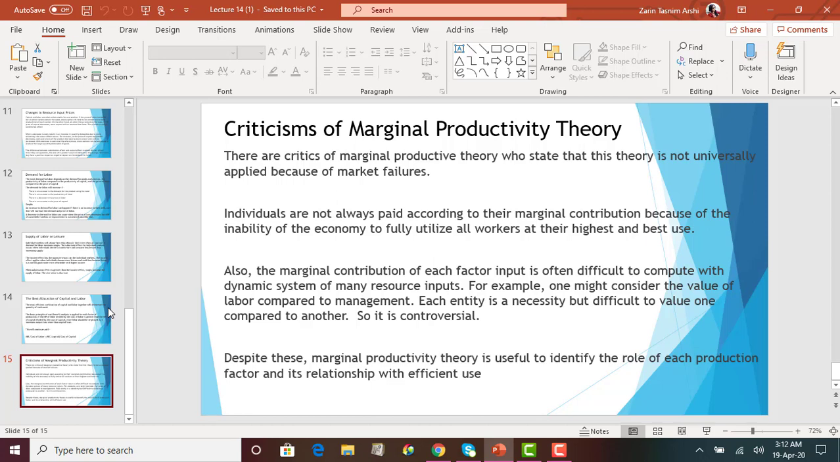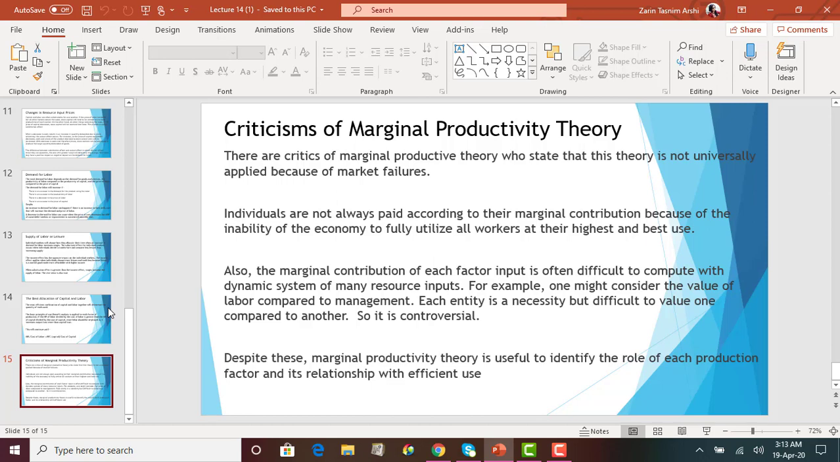Individuals are not always paid according to their contribution because of the inability of the economy to fully utilize all the workers at their highest and best use. So what the critics are saying is that workers don't get paid based on their contribution amount, because their skills are not used to their highest level. This theory assumes that whoever will contribute more will get more. That is not true, that's what the critics are saying.